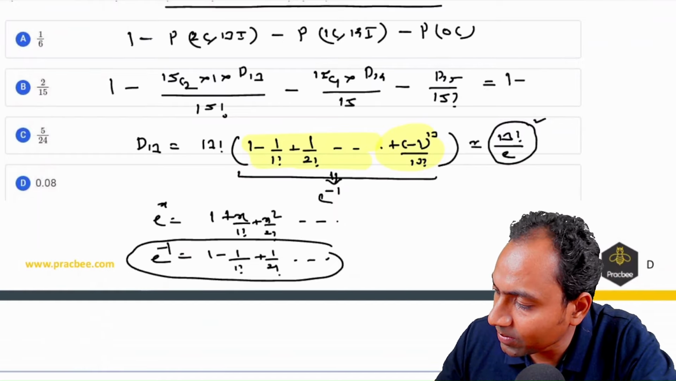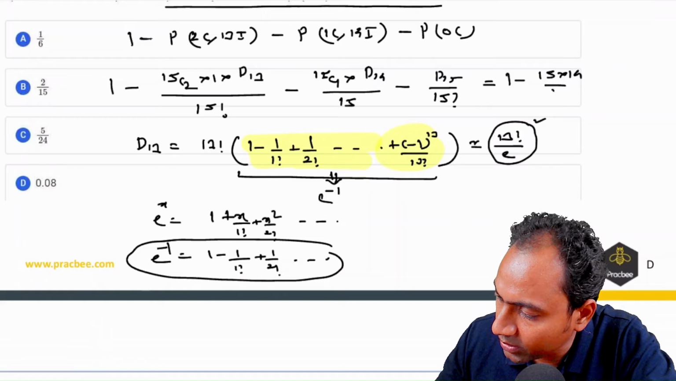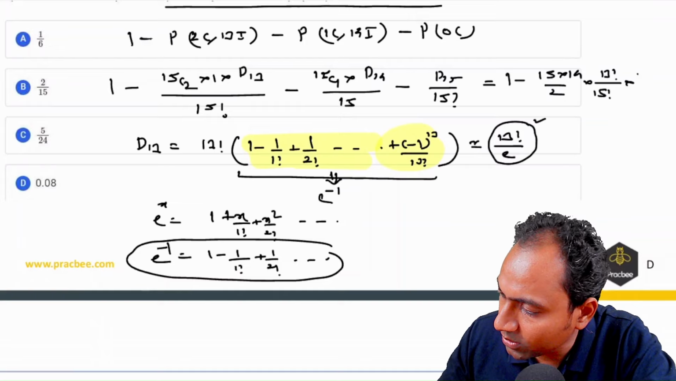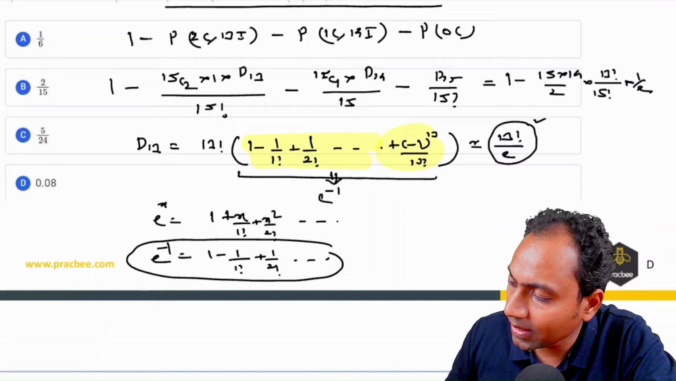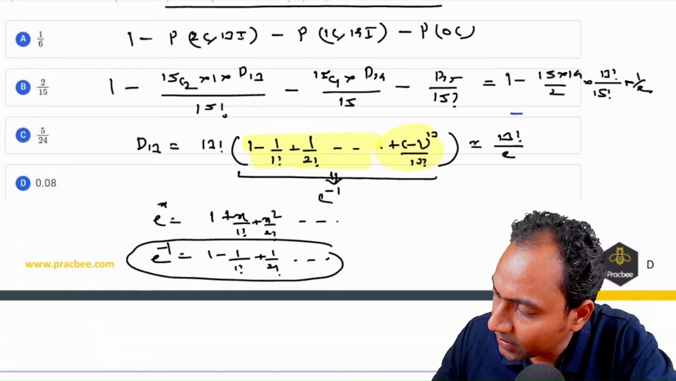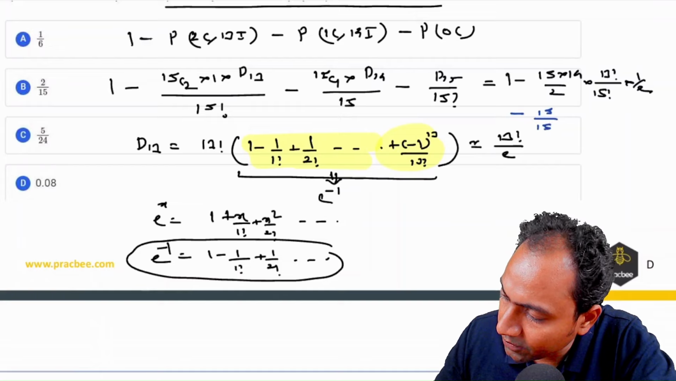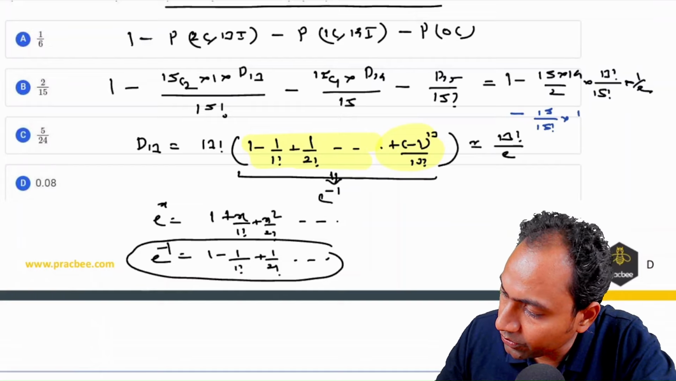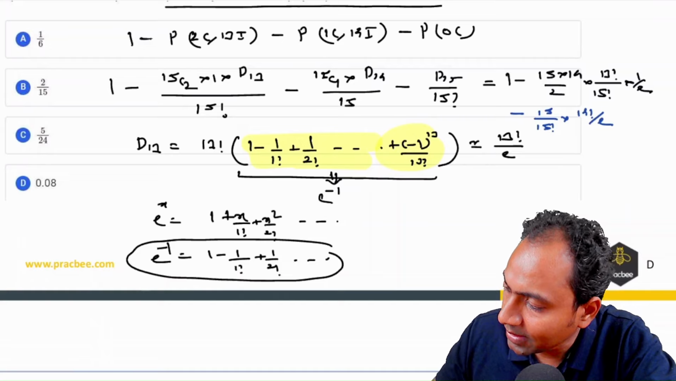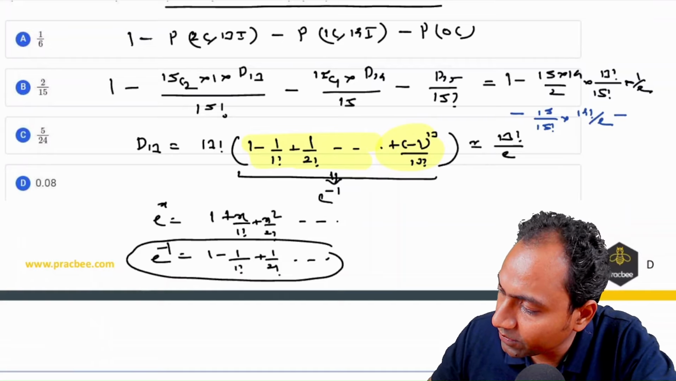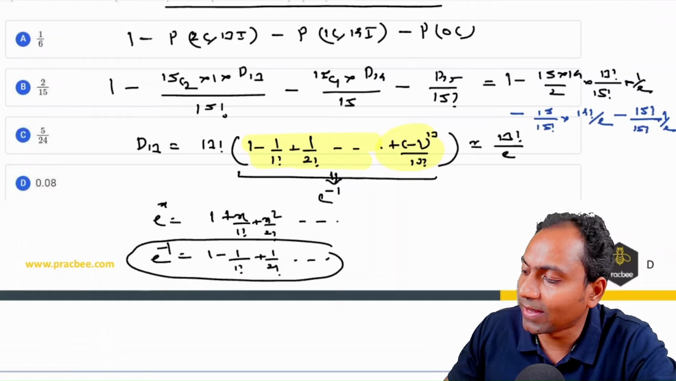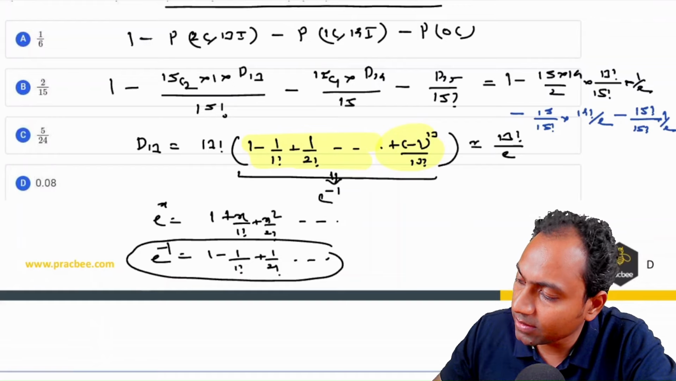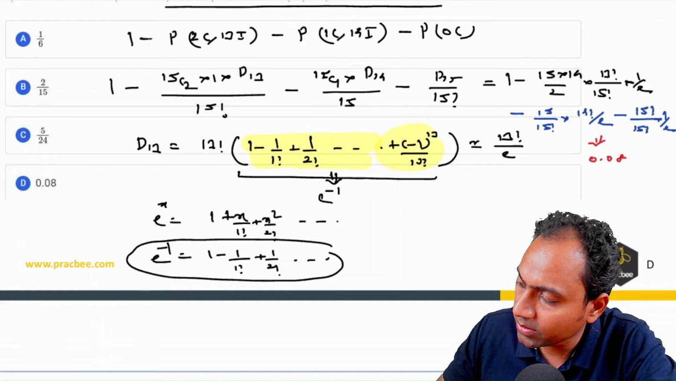Now if you use this logic, your answer becomes 1 minus 15C2, which is 15 into 14 divided by 2, into 13 factorial by 15 factorial into 1 by e. Then the next part I can write very simply as minus 15 by 15 factorial into 14 factorial by e, and the last part can be written as nothing but 15 factorial by 15 factorial into 1 by e. Now you know the value of e, and if you simplify this part, it comes out to be nothing but 0.08.